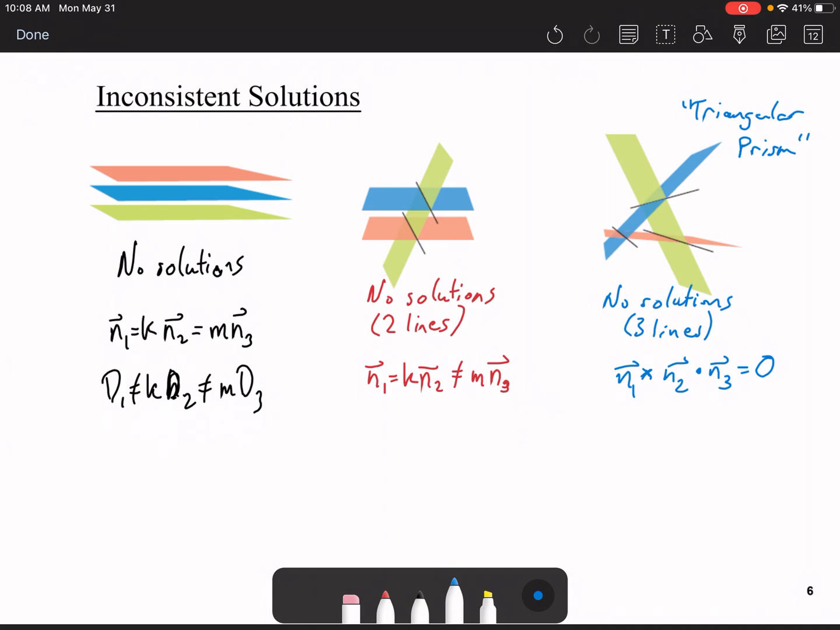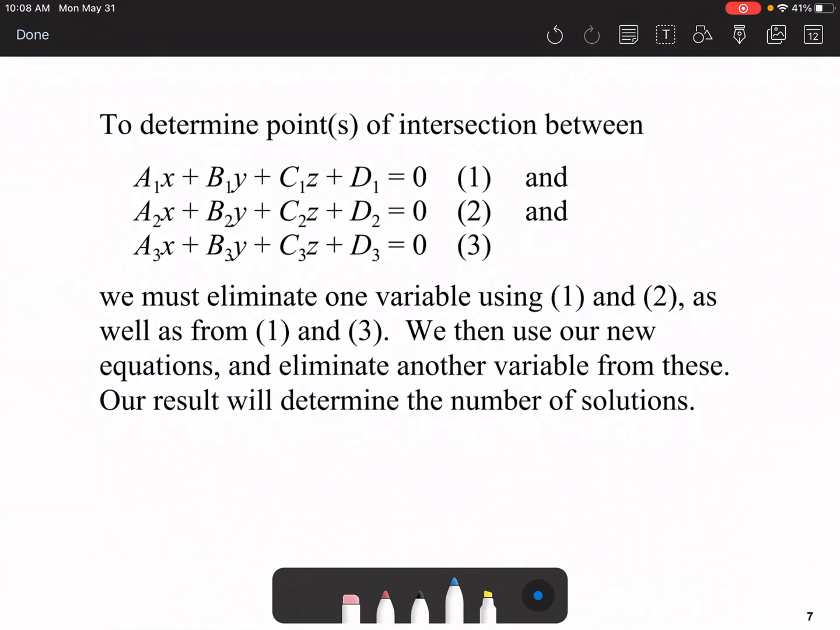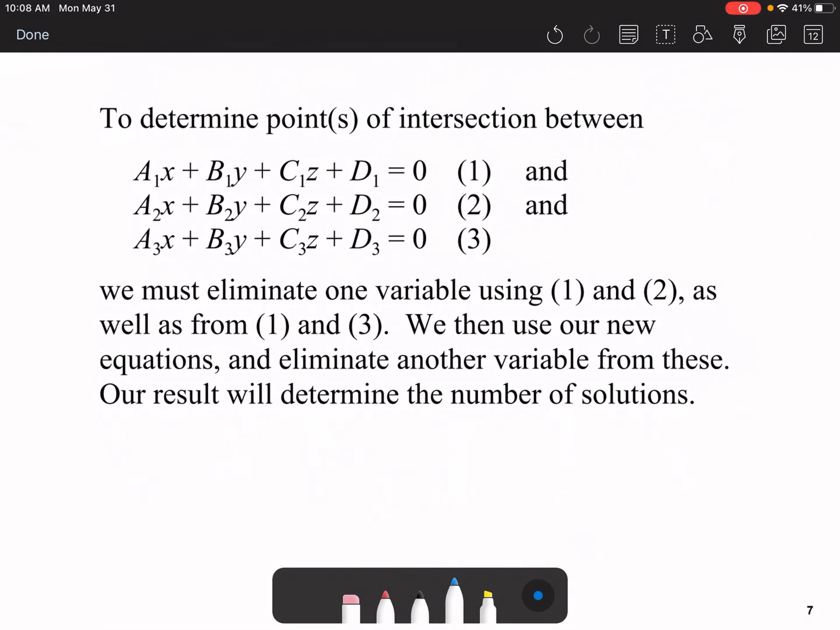Okay, so in order to solve this, I suggest that you eliminate one variable from one of the equations. If you want something that will always work, start by eliminating one variable from equations 1 and 2. You eliminate the same variable from another two equations. So in this case, if you want, 1 and 3. Use the newfound information and eliminate another variable if possible, and find out your number of solutions from that result.